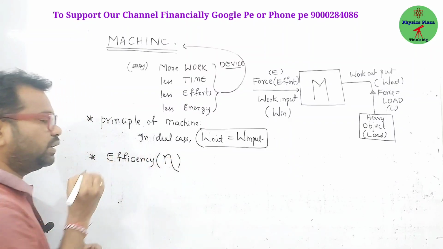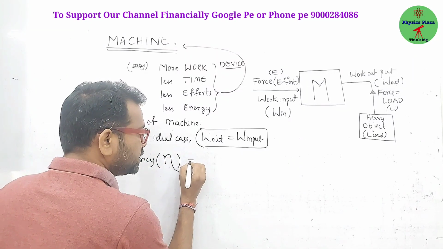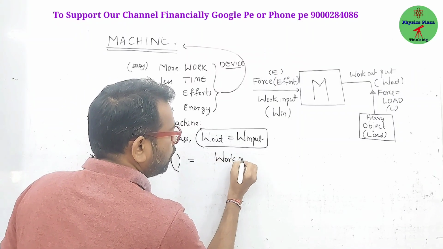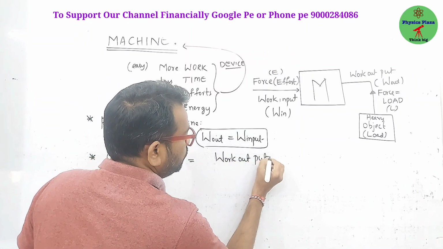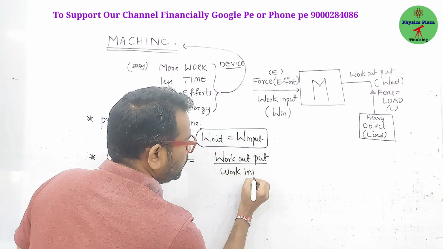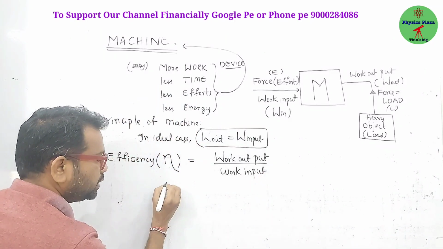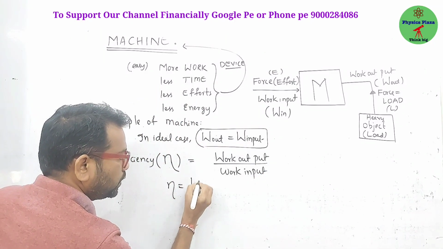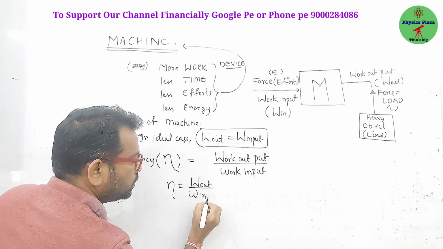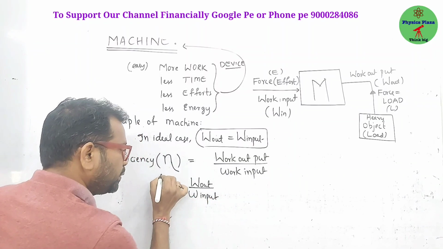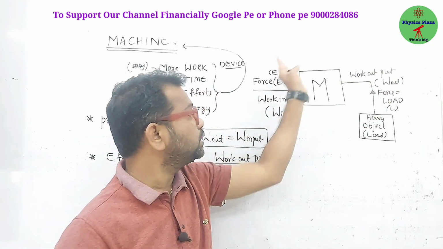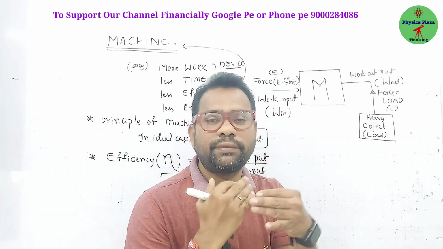That's it. Efficiency. How can you define efficiency? It is defined as the ratio of work output to the work input. So in symbols, efficiency is equal to work output by work input. The ratio of work means how much work we are getting as output, and if we divide it by the work input that we are giving, then you will get the efficiency.